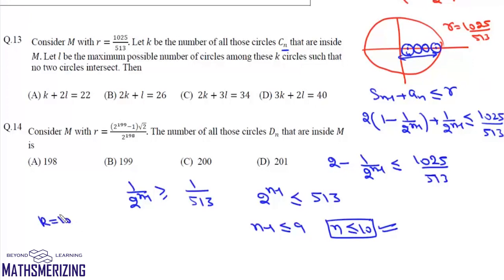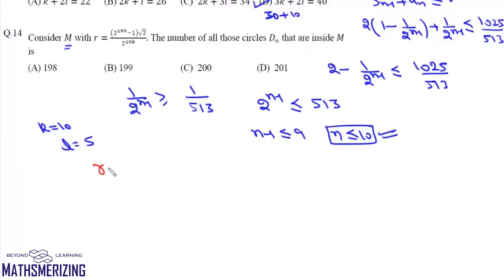Now from these k circles, we have to find L, which is the maximum number of possible circles which do not intersect. If there are 10 circles, and we select alternate circles, they won't intersect. So the maximum value of L will be simply 5. So the value of k is 10 and the value of L is 5. Now if we look at this option D, this is 3k, which is 30, plus L, which is 10, giving 40. So the correct option is option D.